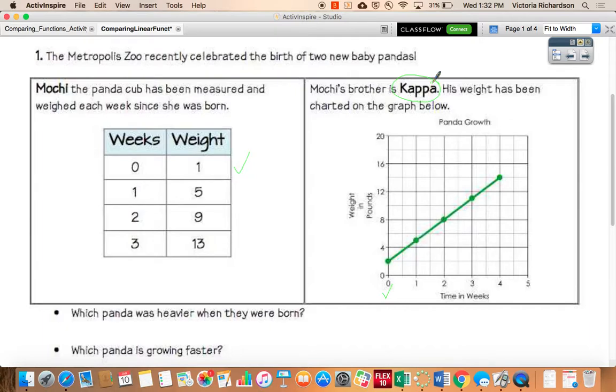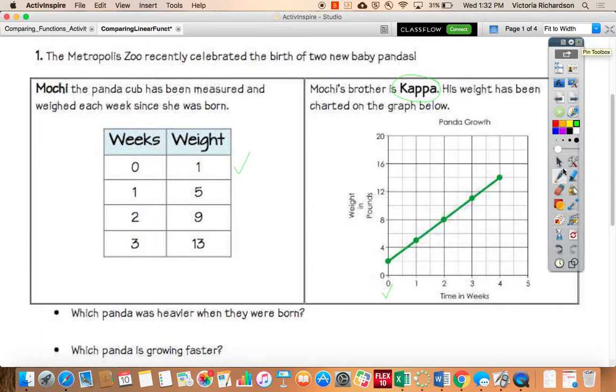Which panda is growing faster? So now, if we want to know about the growth rate, we have to find the rate of change. So we have to look at the difference between weeks. So I'm going to erase this. I'm going to say from week 0 to week 1, this panda put on 4 pounds. From this week to this week, another 4 pounds. And from this week to this week, another 4 pounds. So each week the panda grew by 4 pounds.